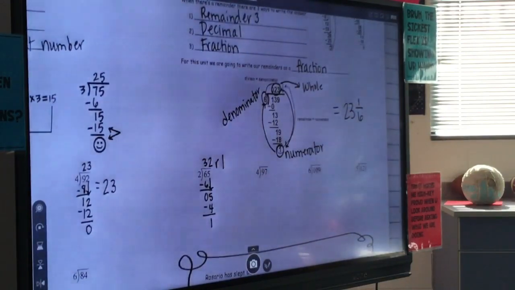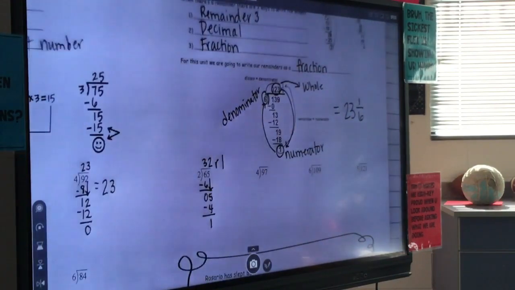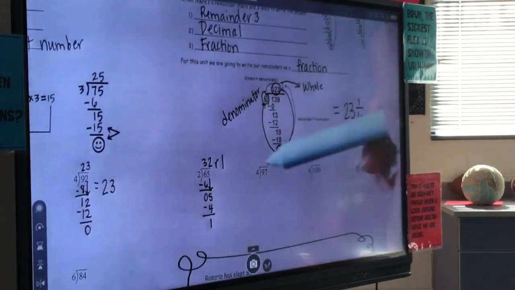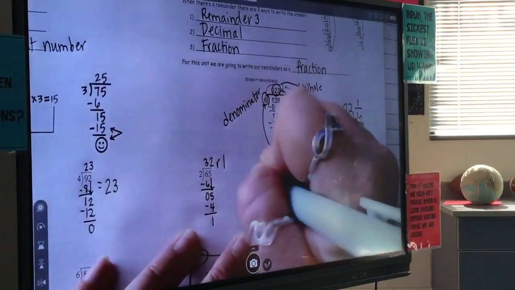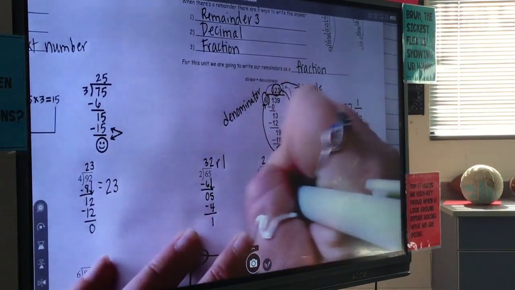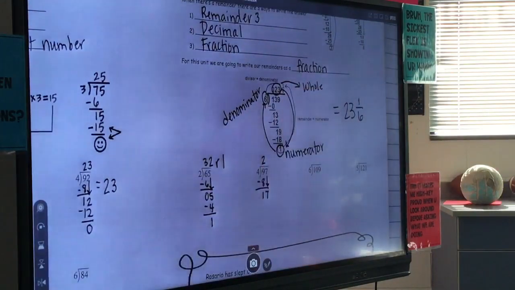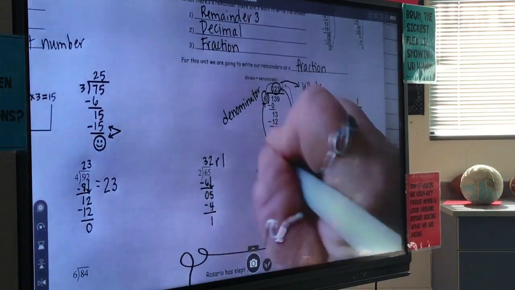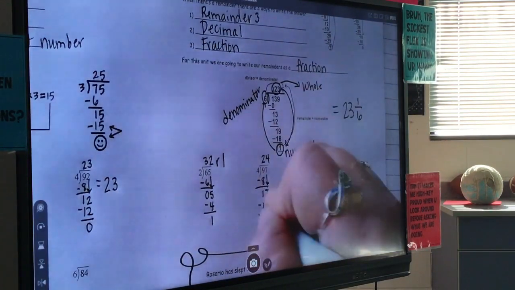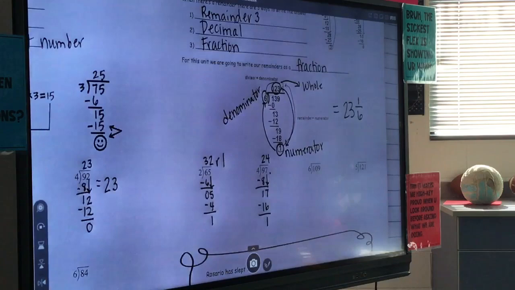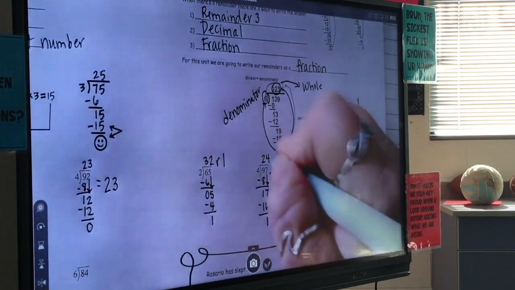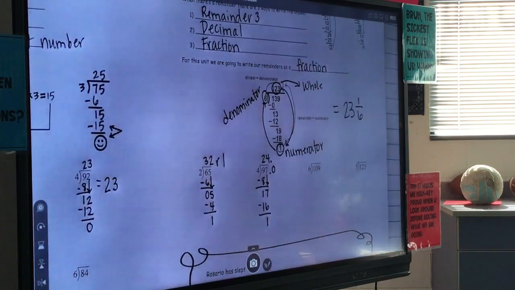The next one I want you to write it as a decimal. All right, so we have 97 divided by 4. What do I multiply 4 by to get 9? 2. I'm going to bring down my 7. What do I multiply 4 by to get 17 without going over? 4. All right, I have 1. So this is where you throw a decimal after your whole number, and you add a 0 here, and you put a decimal there. Does that make sense?